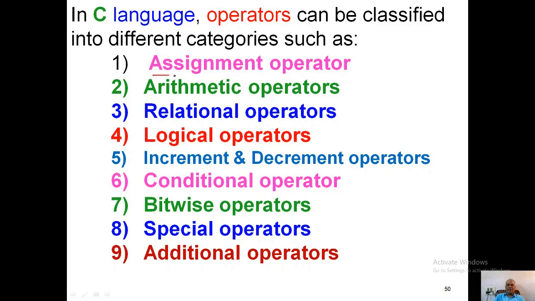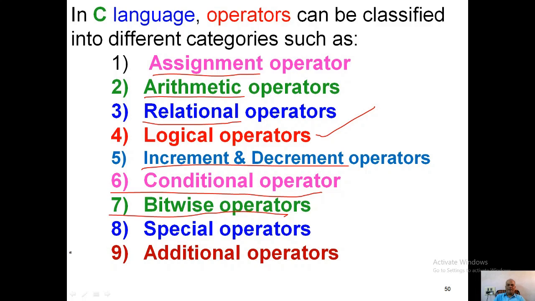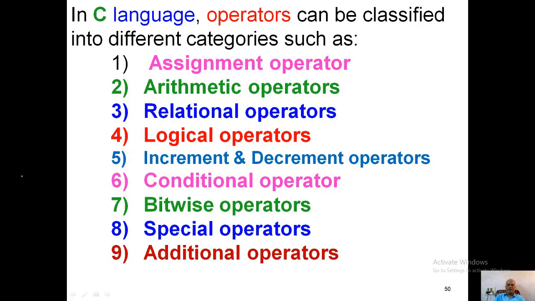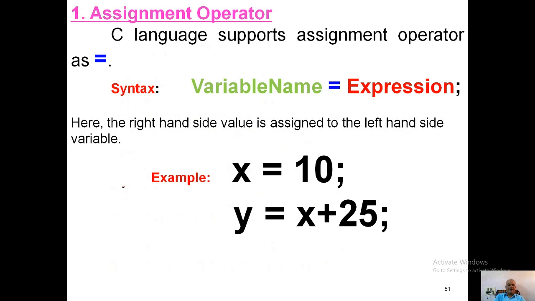Once again, I am repeating: assignment operator, arithmetic operators, relational operators, logical operators, increment and decrement operators, conditional operators, bitwise operators, special operators, and additional operators. So these are the 9 different kinds of operators.